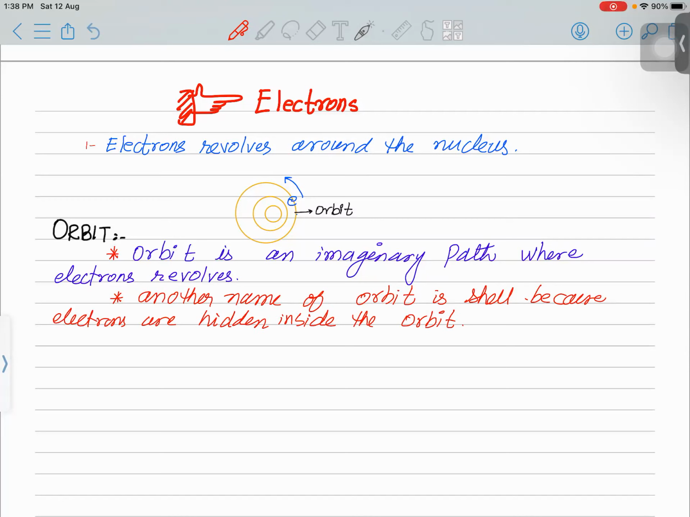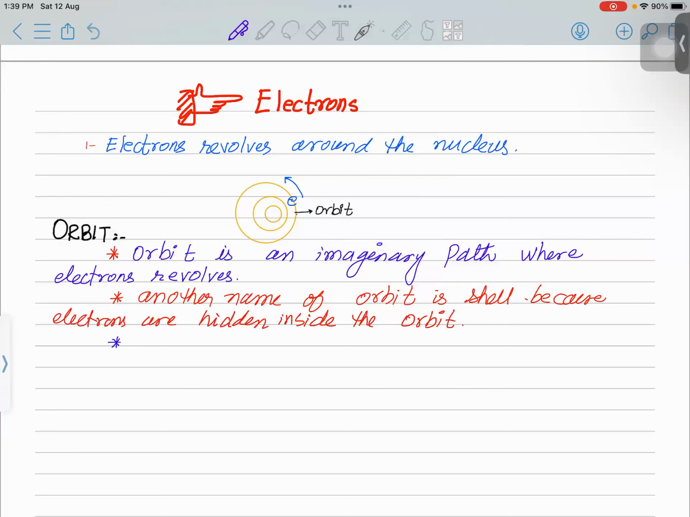Can anyone tell me how many orbits or shells there are? It depends on the atom, right? Can you tell me the maximum number of shells? Can you tell me how many periods there are in the periodic table? There are 7. So there are 7 periods, 7 shells, 7 orbits.